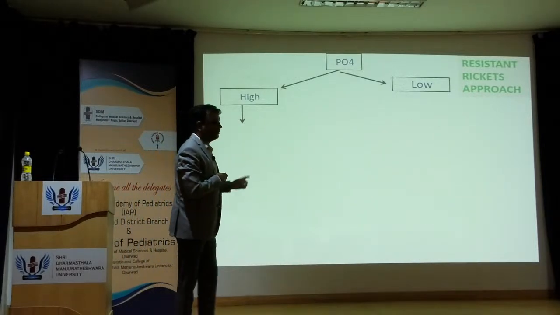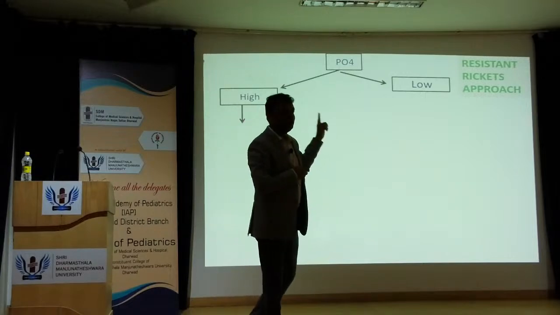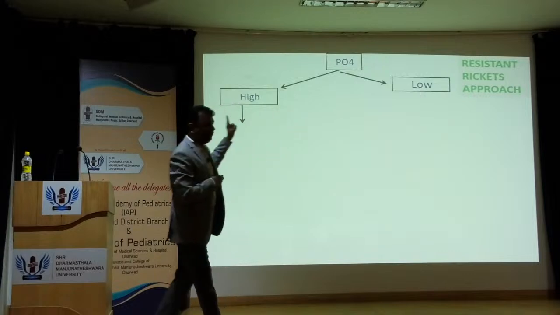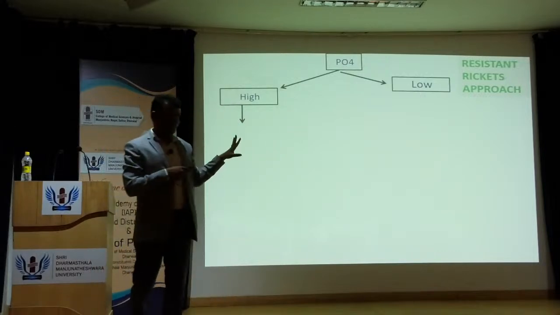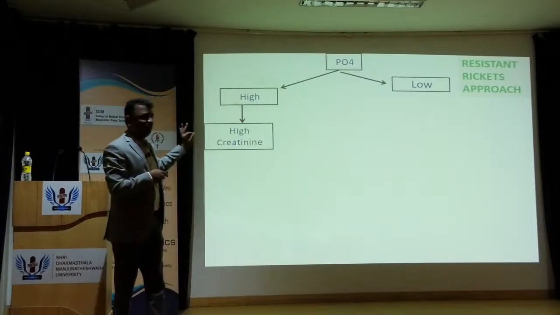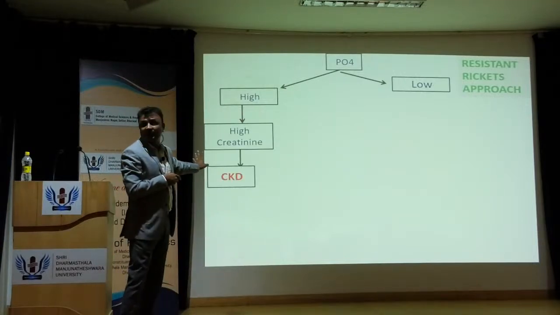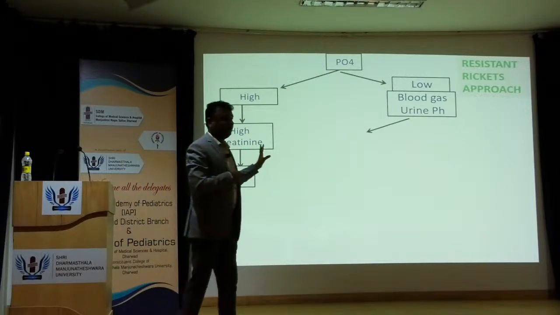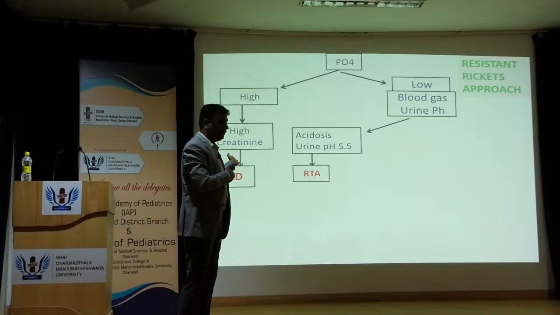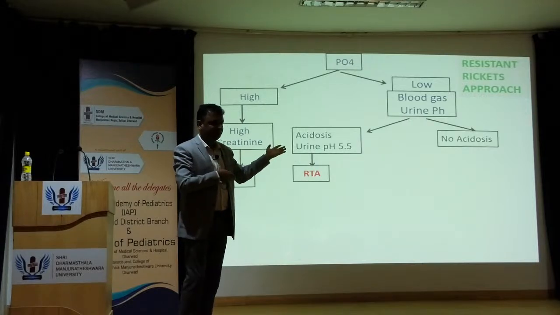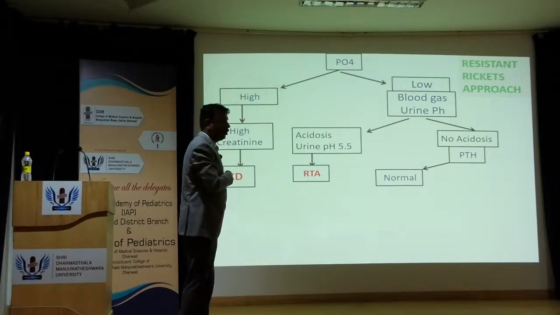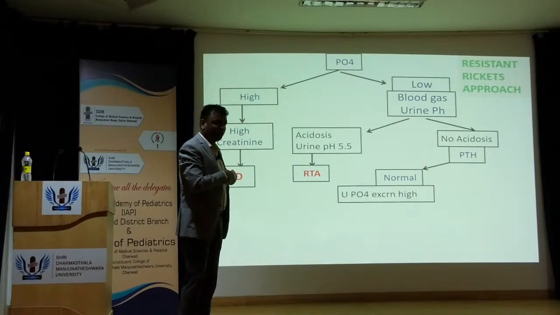So which is the most important investigation in resistant rickets? Phosphorus. Phosphorus is high or phosphorus is low. Okay. If phosphate is normal, it is not rickets. Either phosphate is high or phosphate is low. If high phosphate, directly jump to kidney with rickets. If low phosphate, then we have a bundle of problems. One, it could be renal tubular acidosis or not. If there is no acidosis, then ask for PTH. PTH is normal in hypophosphatemic rickets.